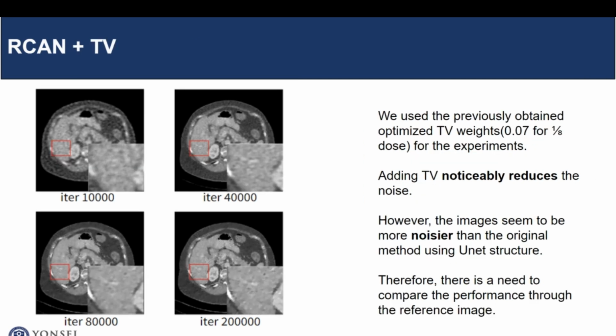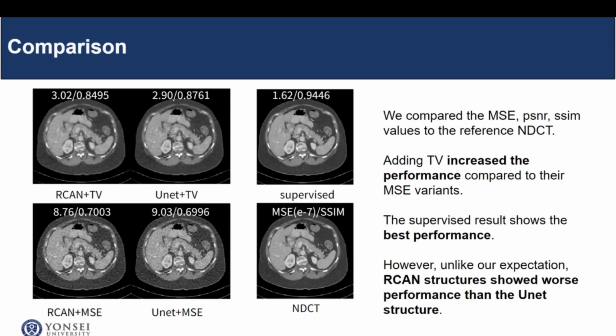We used the previously optimized TV weights for the according doses, and as expected, adding the TV term noticeably reduces the noise. However, the images seem to be noisier than the original method, so we compared the performance of each method. By comparing the MSE and the SSIM values, we observed that increasing TV increases the performance compared to their MSE variants. The supervised result shows the best performance, and unlike our expectation, Archon structures showed worse performance than the UNet structure.